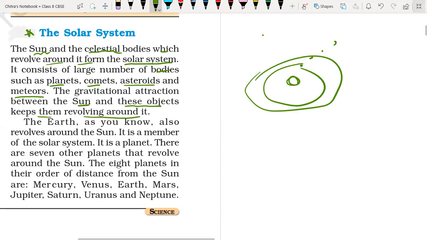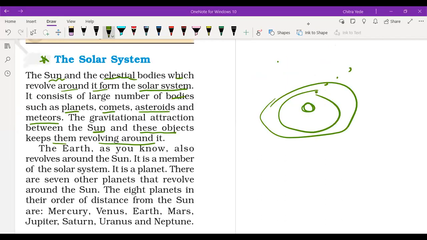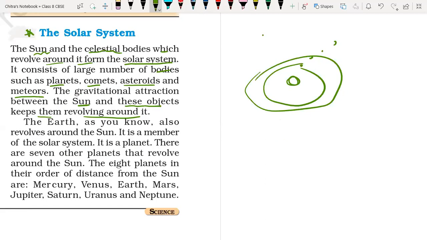So due to the gravitational force working between the sun and other celestial objects like planets, comets, and asteroids, they continuously revolve around the sun in a fixed path, and this path is called an orbit.